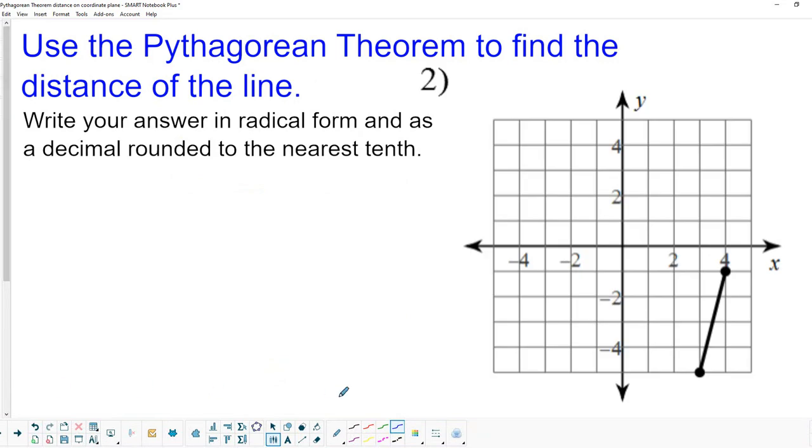All right, on our next one, we'll make our right triangle by creating 2 little line segments. This right triangle has a base of 1 and a side length of 1, 2, 3, 4. So when I use the Pythagorean theorem, I'm going to have 4 squared plus 1 squared equals c squared.